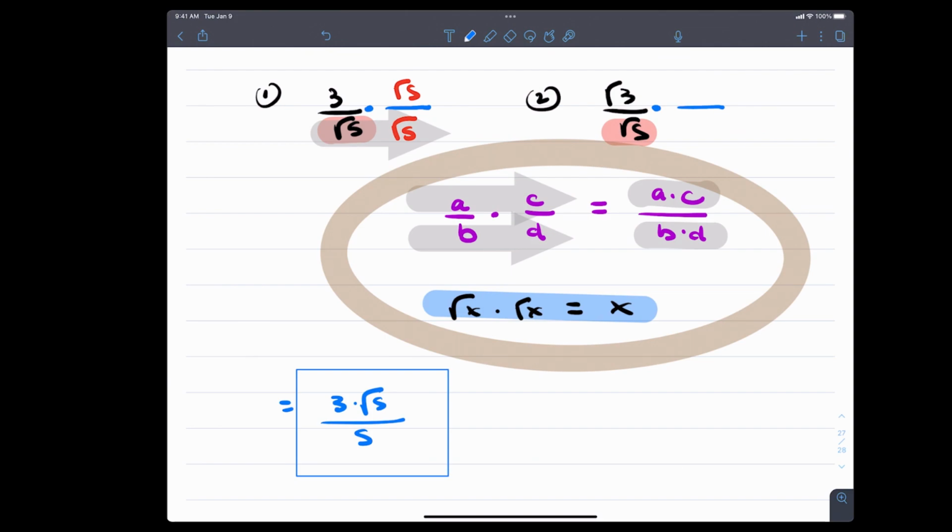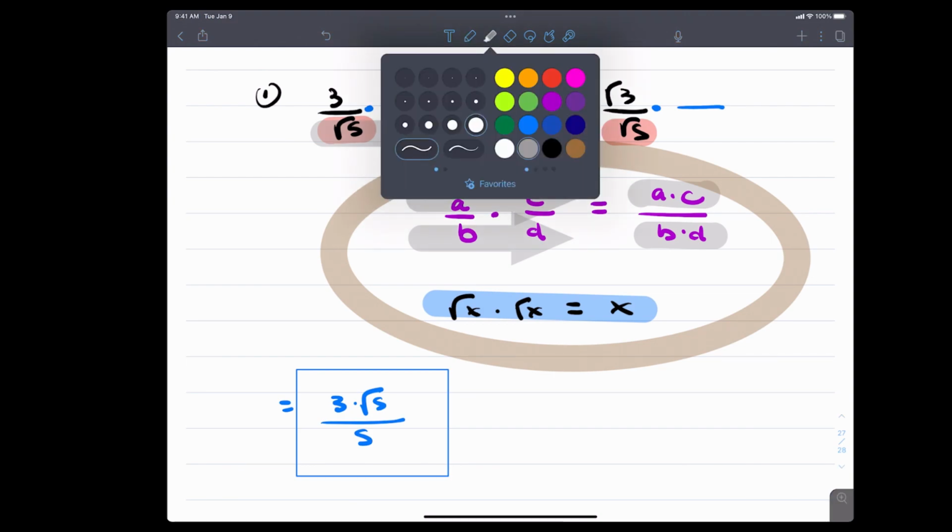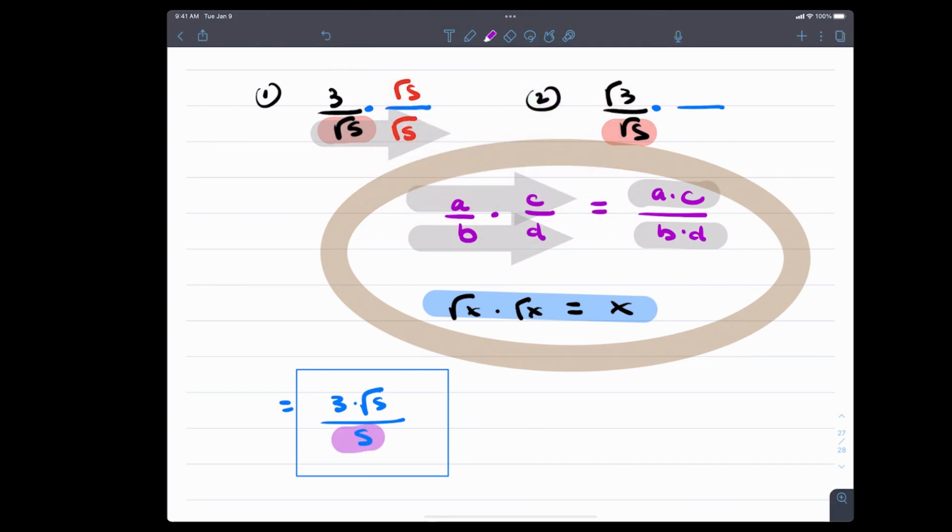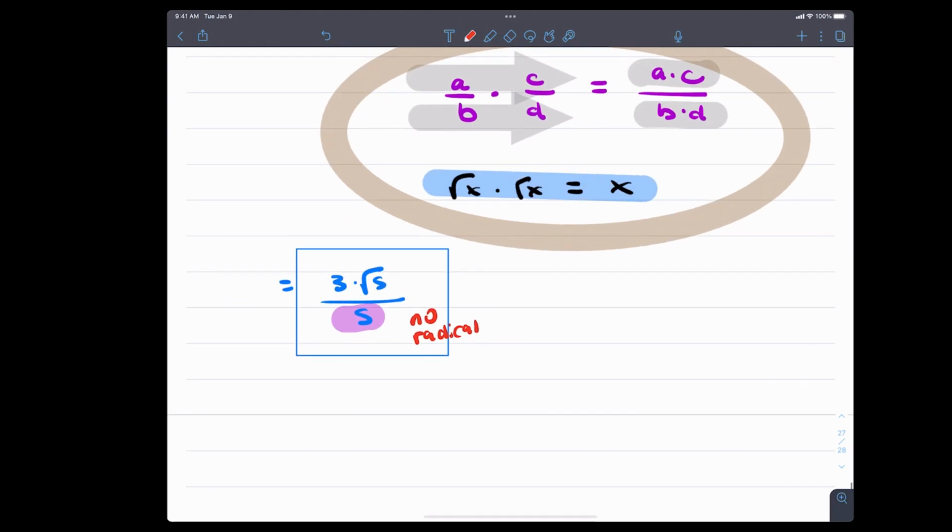This is over. And what do I mean by rationalize the denominator, right? Rationalizing the denominator, pay attention down here. The denominator does not have a radical. There's no radical. Since there's no radical, no square root, this is now rational. So you rationalized the denominator.